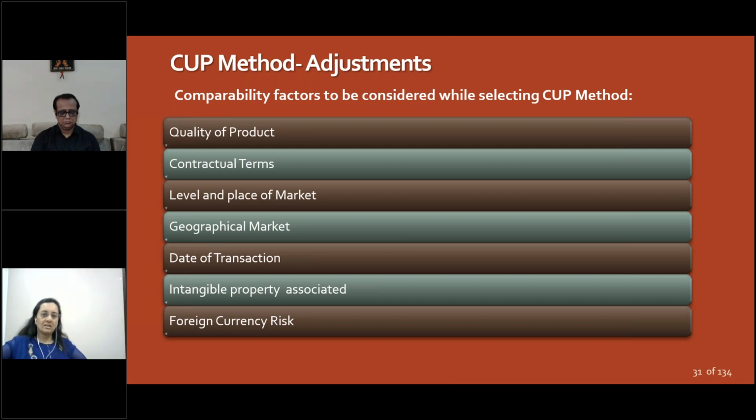The last is foreign currency risk. Who bears the foreign currency risk? Are you billing in dollar and therefore bearing the foreign currency risk? Is somebody else billing in rupee and therefore not bearing any foreign currency risk? So it depends on each transaction and whether that risk can be adjusted for or not. So these are usually the type of risks that are there in the CUP method.